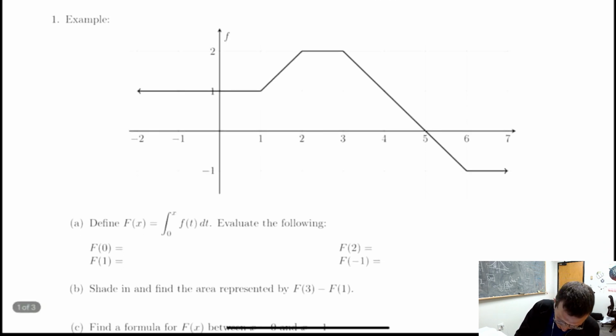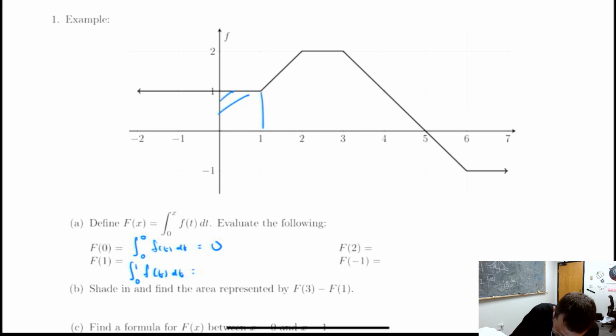Okay, so capital F of 0, that's the integral from 0 to 0. It's asking about the area underneath this curve from x equals 0 to x equals 0. Well, there is no area there. That integral is 0. Capital F of 1 is the integral from 0 to 1. That's the area from 0 to 1. That's a 1 by 1 square, so the area is 1.